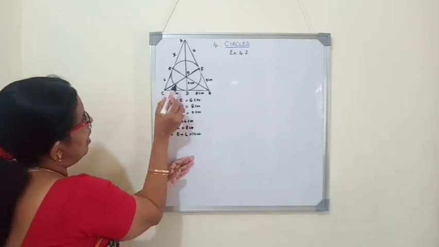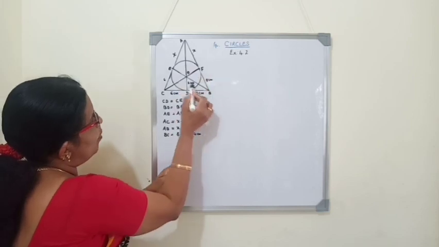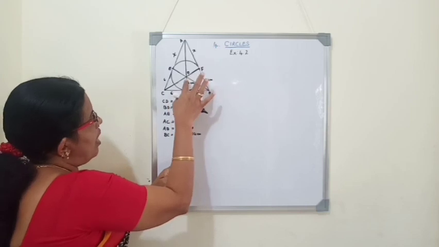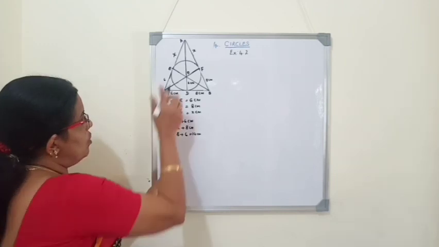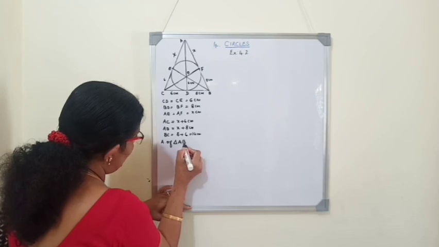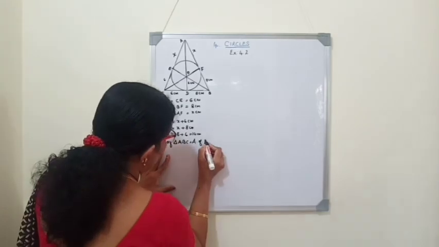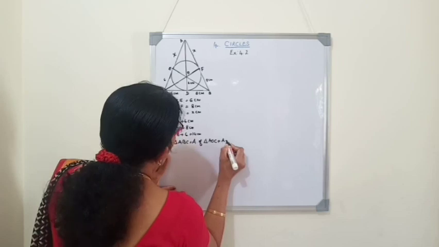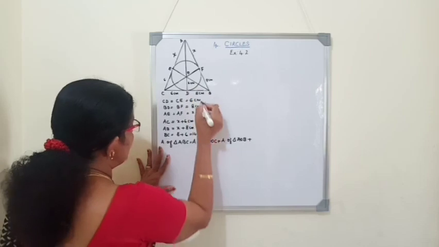Once again I will repeat. AOC is one triangle. BOC is the second triangle and AOB is another triangle. There are three triangles. We are going to find the area of each triangle. When adding all the triangles area, we will get area of triangle ABC. So, area of triangle ABC equals area of triangle, first I will write AOC plus area of triangle AOB plus area of triangle BOC.